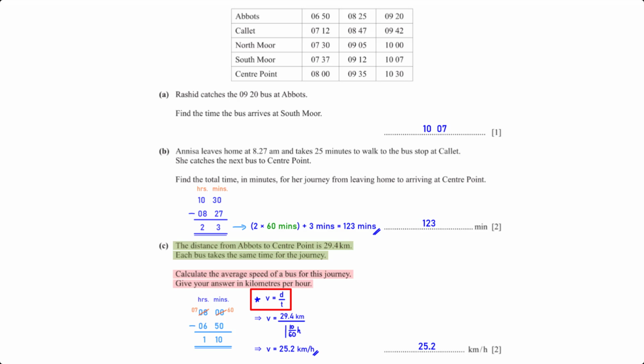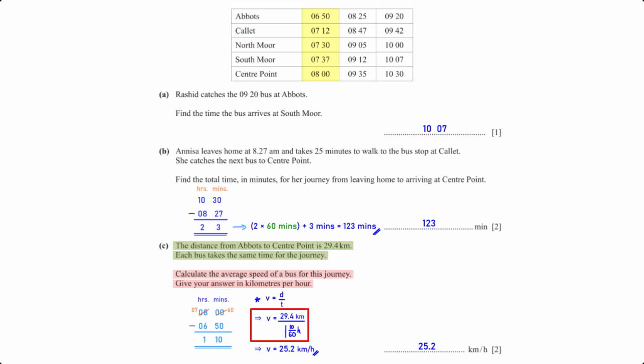We can use this formula to get the average speed. We've been given the distance between the two towns to be 29.4 kilometers. We are told each of the buses takes the same time for the journey, so we can use the times of any of the bus to get the time duration. Let's pick the first bus.